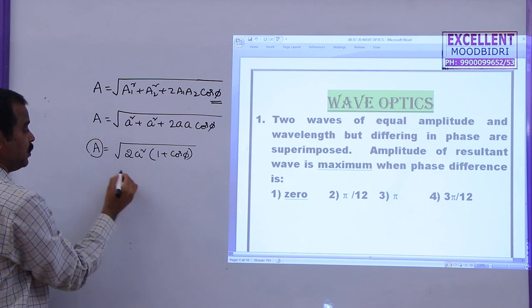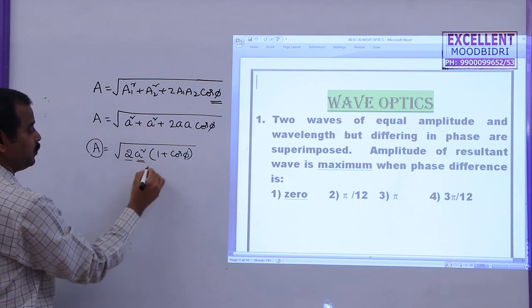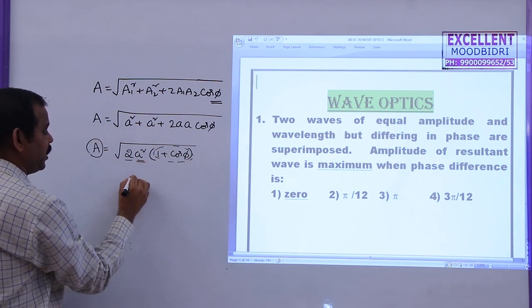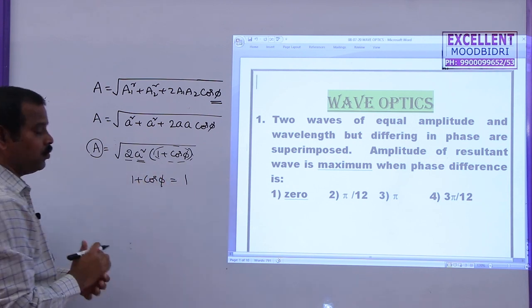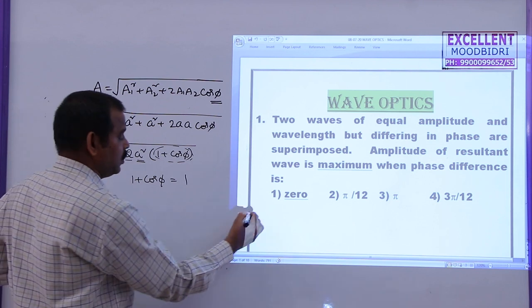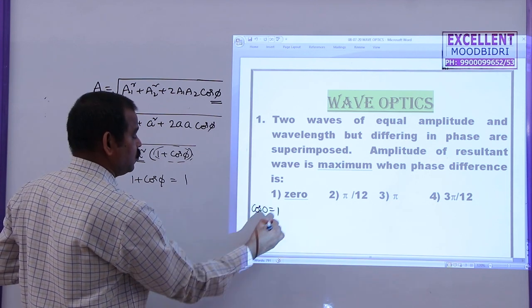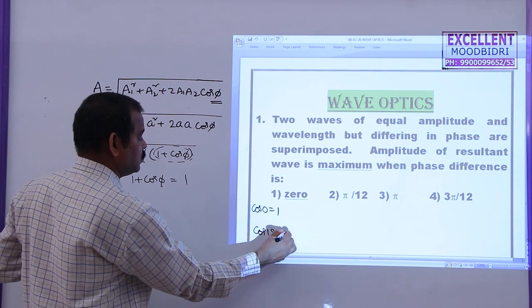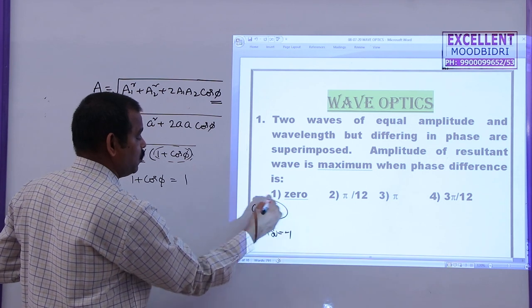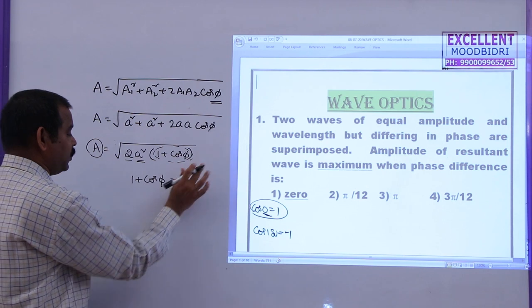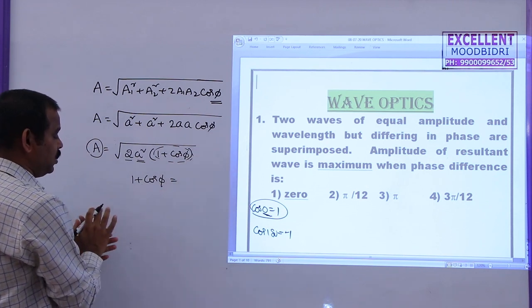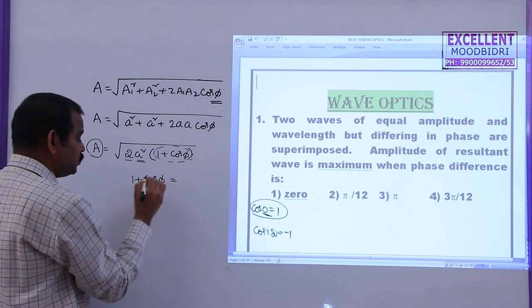If it is maximum, 2 and a square are always constant, and this value should be maximum, so 1 plus cos phi should be maximum. So what is the maximum value of cos theta? We know that cos 0 is equal to 1, cos 180 is minus 1. So maximum value of cos is when theta is 0.